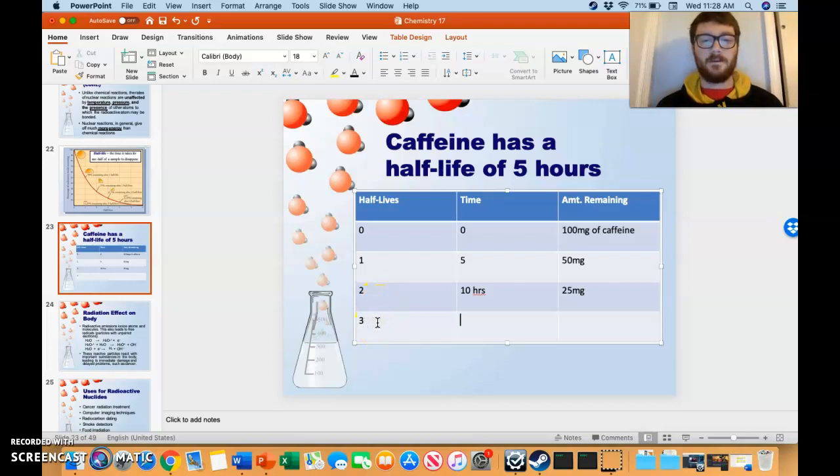And by the time the night rolls around, that caffeine, there's very, very little remaining. Not enough to keep you awake, and so you can head to sleep only to drink more caffeine tomorrow. So that's how half-lives work.